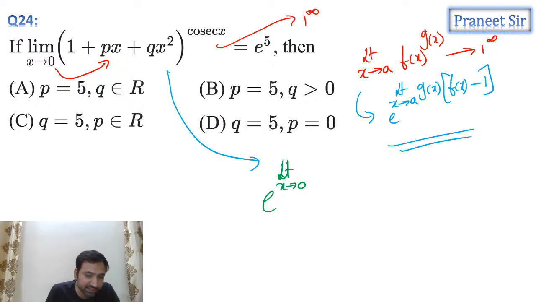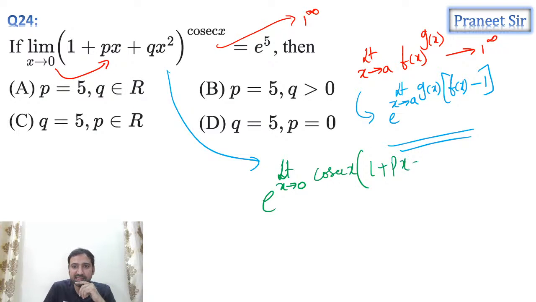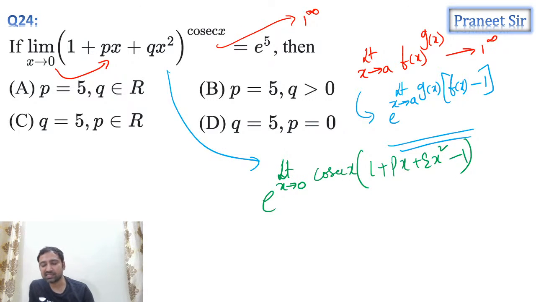Okay, Sharon, definitely I'll give time. So solve this question, guys. Everyone solve this question. Limit x is tending to 0. Solve this question, everyone. Cosecant x into 1 plus px plus qx square minus 1. So tell me, guys, what can be the answer for this question?